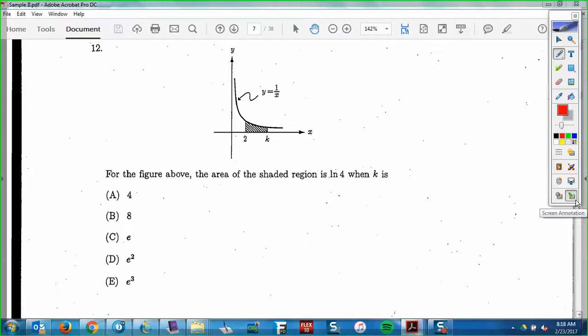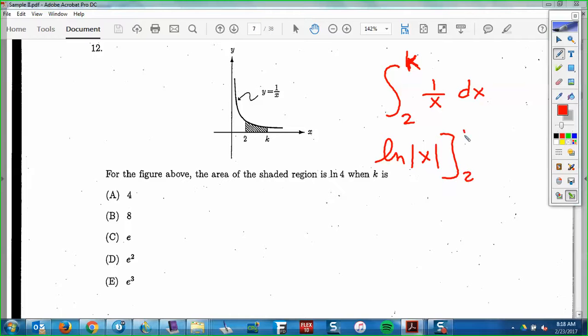Alright, so sample 2 gives us this area, gives us the curve 1 over x, and they tell us what the area is. Okay, so what would be the integral that would describe that area? Integral from 2 to k of 1 over x dx, right? So how would we do that? Antiderivative is ln x, right bracket, 2 to k.